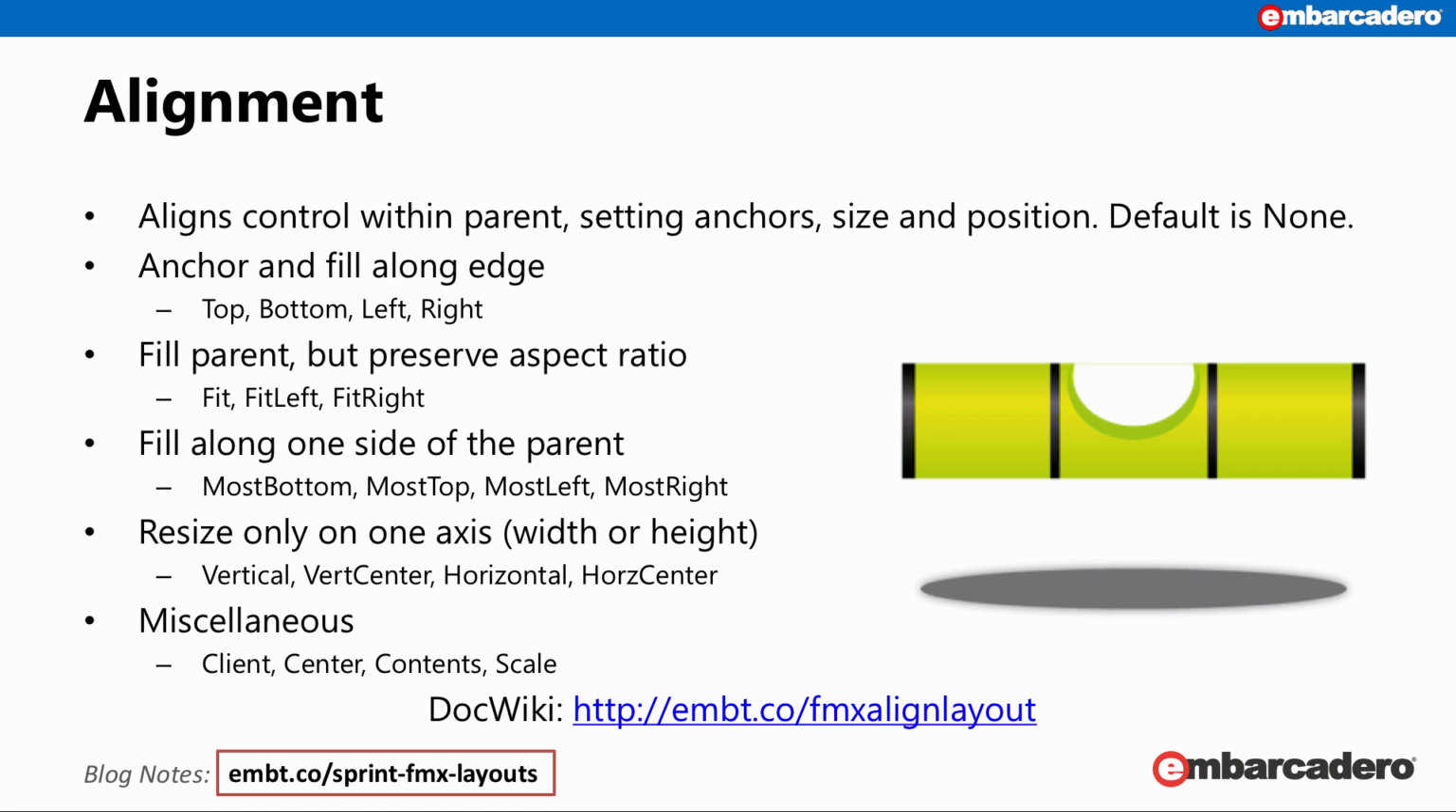And then contents, which is kind of interesting. It's like client, except it actually fills all the contents. So if there's something else on the top, for example, client or contents will actually go under that, which is kind of interesting. And then scale will expand it as the parent scales. So a lot of great options here. You really need to experiment with these and get more familiar with them. There's the DocWiki link down at the bottom.